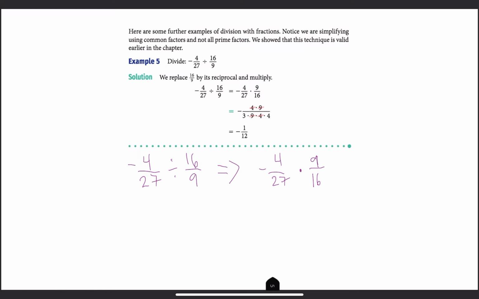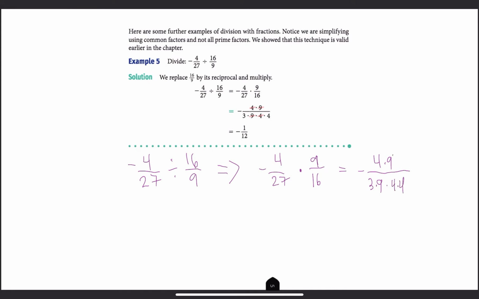Now I have a couple of choices to make. I can try to factor these numbers, right? I could just multiply straight across and then reduce later, but what I'm going to try to do instead is reduce as we go. So I know a negative times a positive is a negative. I've got 4 times 9 on the top. 27 could be 3 times 9. And then 16 could be 4 times 4.